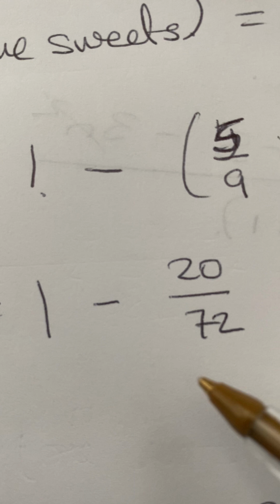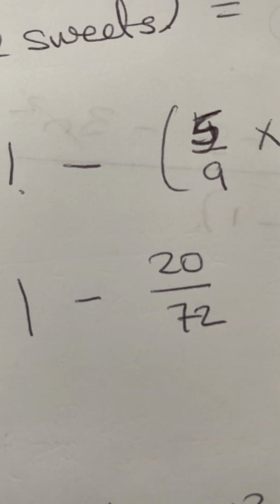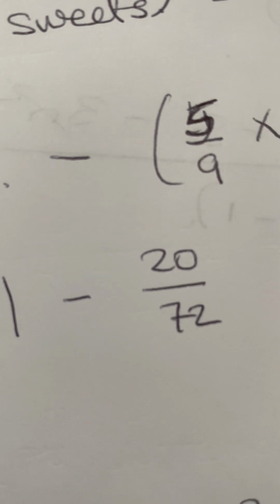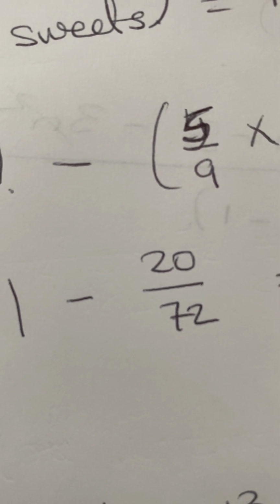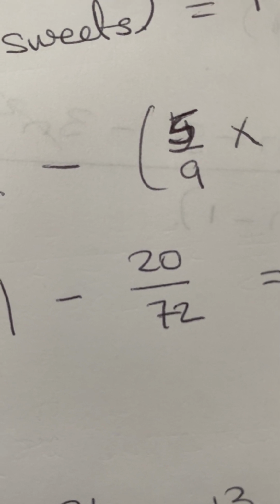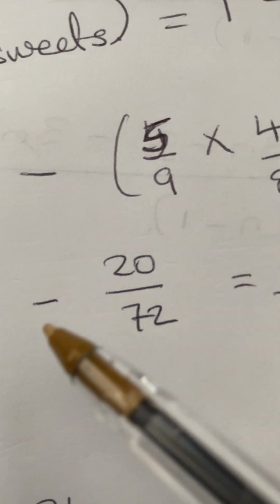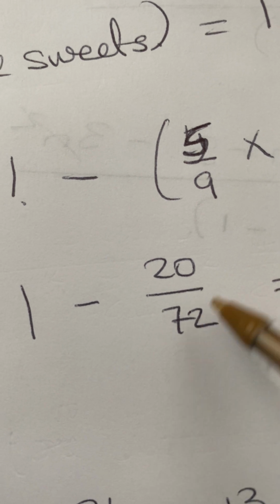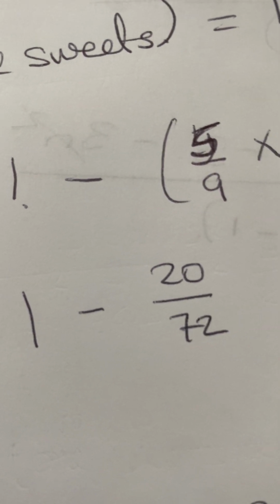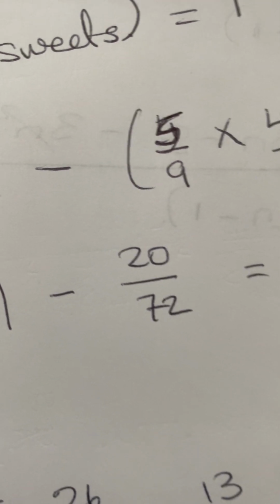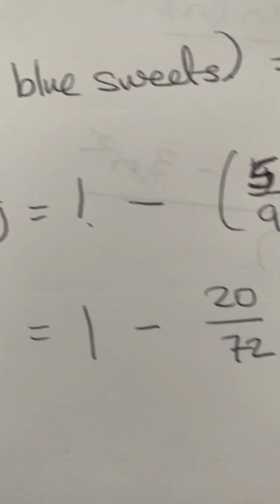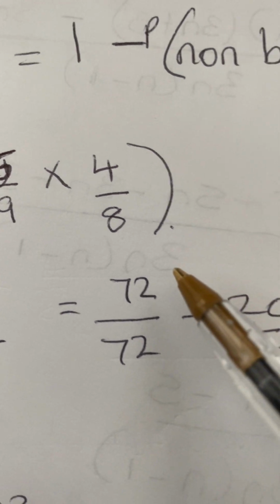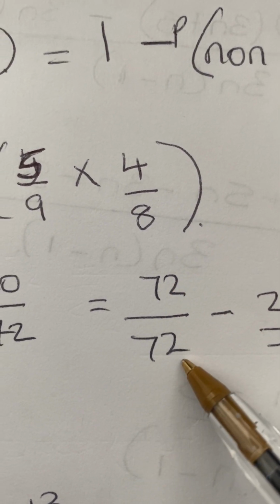And then I'll subtract that from 1. Because if I'm not going to pick a blue and both my picks are non-blues, then I can take that probability out of 1. And whatever I get is the probability of picking at least a blue. So now in place of 1, I'm going to put 72 over 72.